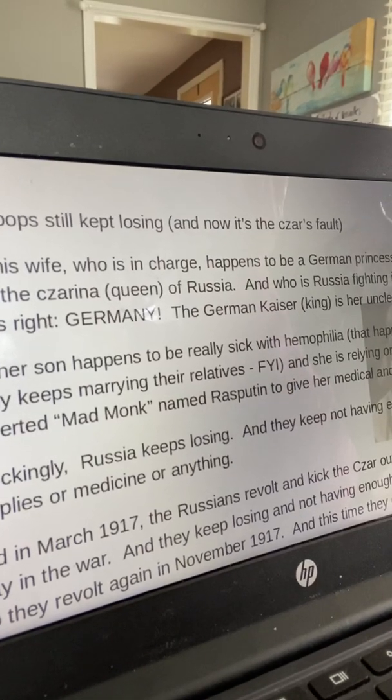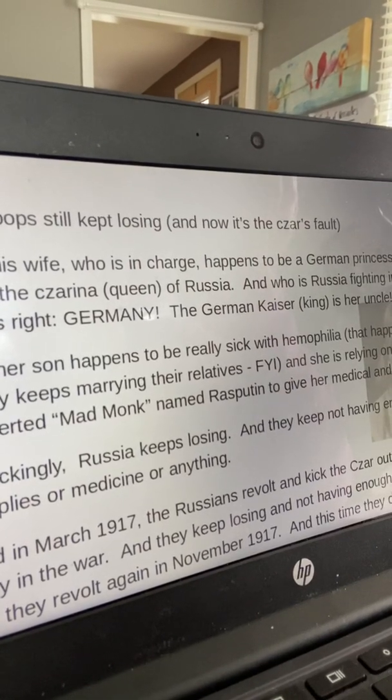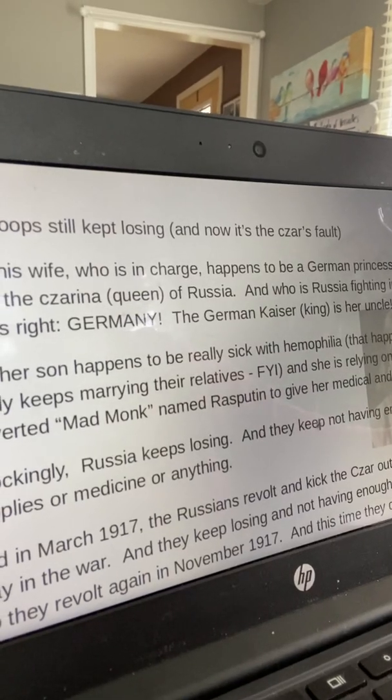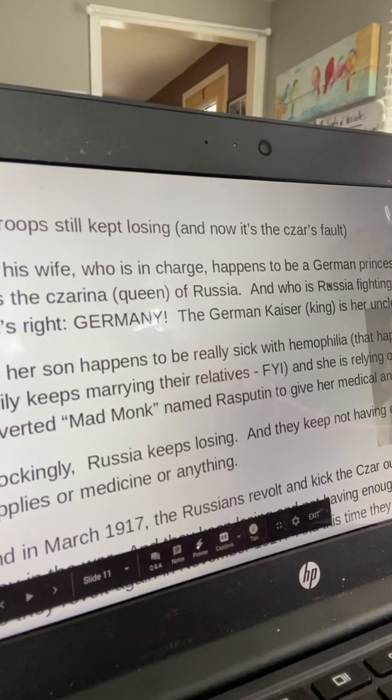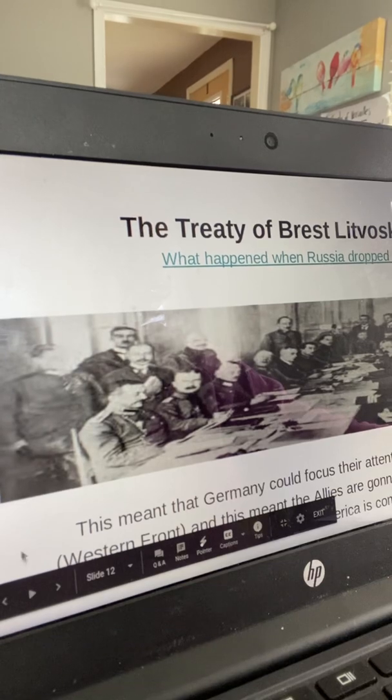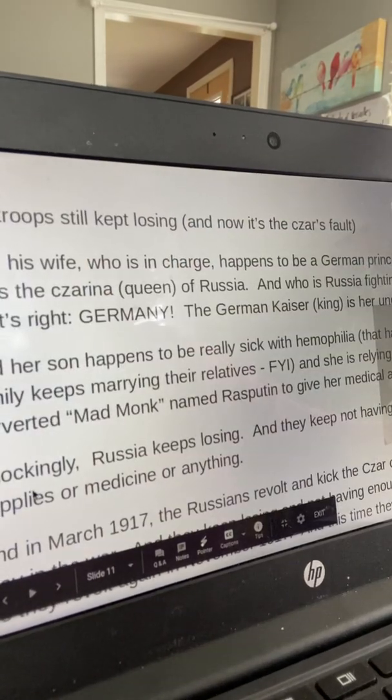But even with the Tsar out of power, they don't have materials. So they keep losing the battles. So there's a second revolt. There's a second revolt in November of 1917.